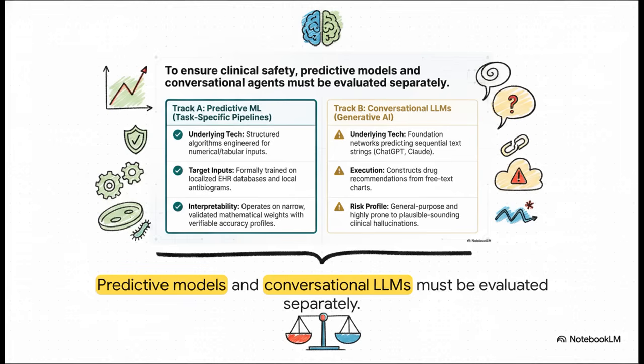Track A involves predictive machine learning. These are task-specific pipelines engineered for structured, numerical inputs, like your local antibiograms. They operate on validated mathematical weights with highly verifiable accuracy.